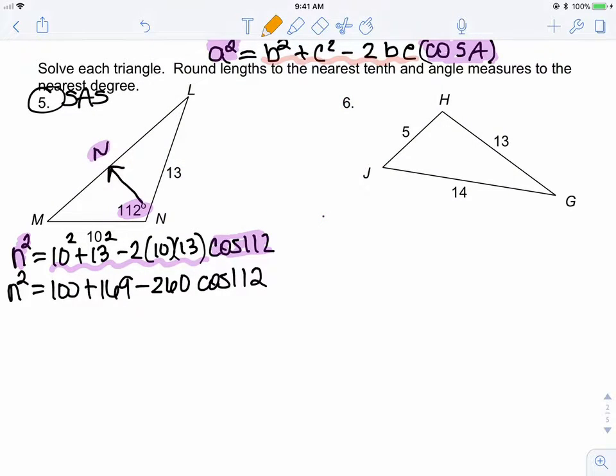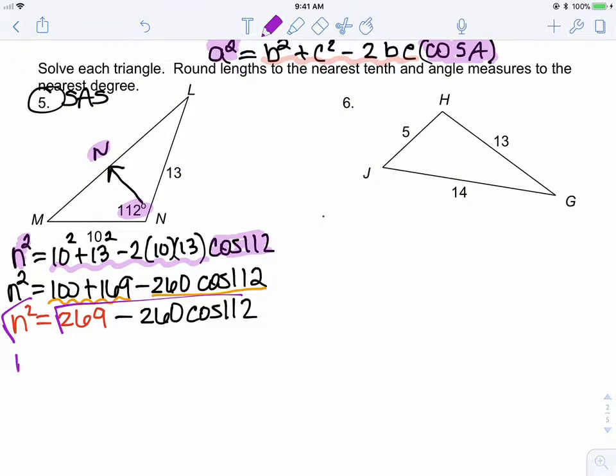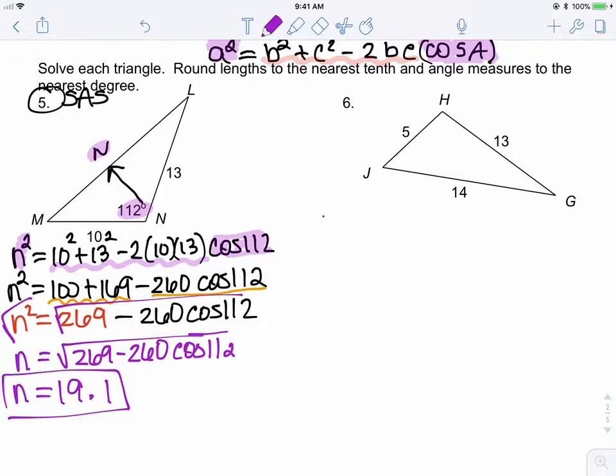The only thing I can simplify right now is adding those two together. I cannot combine my 260 cosine of 112 with what I'm going to get for this, which is 269. So we're just going to carry this down. We have simplified as much as we can. Now we need to solve for n, so we're going to take the square root of both sides. So n is going to equal the square root of all this stuff. When you plug that into your calculator, you should get that n is 19.1 when we round it to the nearest tenth. So that's our n.